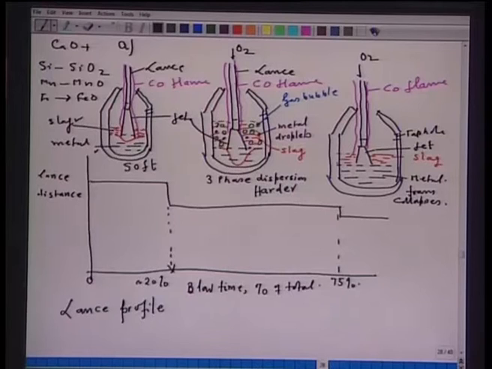So, you see a continuous flame of carbon monoxide will be appearing at the exit, and that indicates that the refining reactions are going on perfectly well. So, that is one of the indications to the operator that the CO flame should continuously appear at the mouth of the converter in between 20 to 75% of the blow.